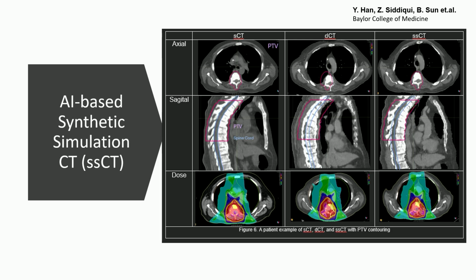So this table shows how the AI applied on clinical test data. The first column is a simulation CT. The second column is a diagnostic CT. So as you can see here, 2 problems. One is the spinal position. One is the body shape. And the last column is our AI corrected method. In our field, we call it synthetic simulation CT. So both of the issues, the spinal position and the flat body bottom, are solved.